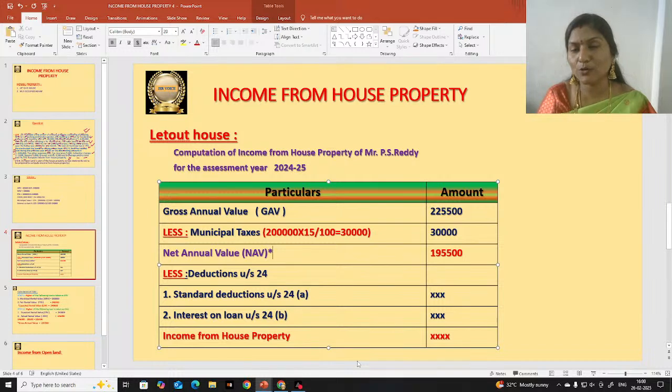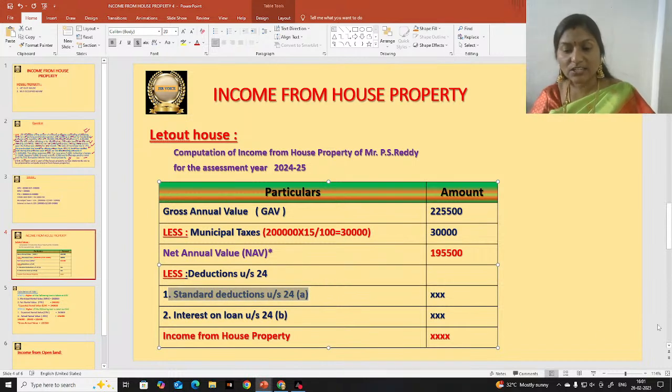We did not calculate house property income, and we have to give deductions. Okay, from NAV we have to deduct something. What do we have to deduct? Deductions under section 24. Let us deduct those deductions under section 24 here. Okay, so how many deductions are there? 2 deductions are there. First one is standard deduction. Always first deduction is standard deduction. Standard deduction is also known as statutory deduction. So we have to give the deduction under section 24 subsection A. How much is it? Always 30% on NAV.